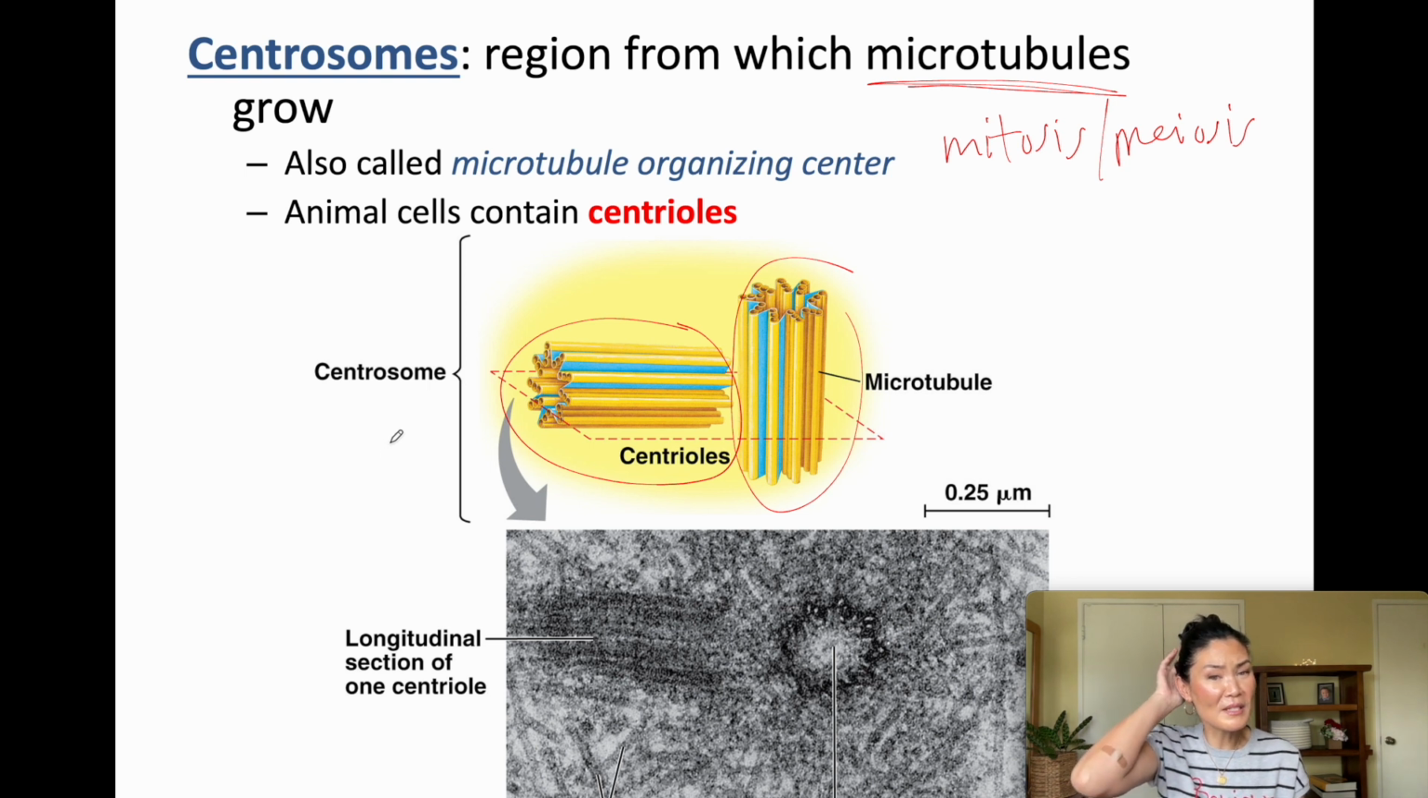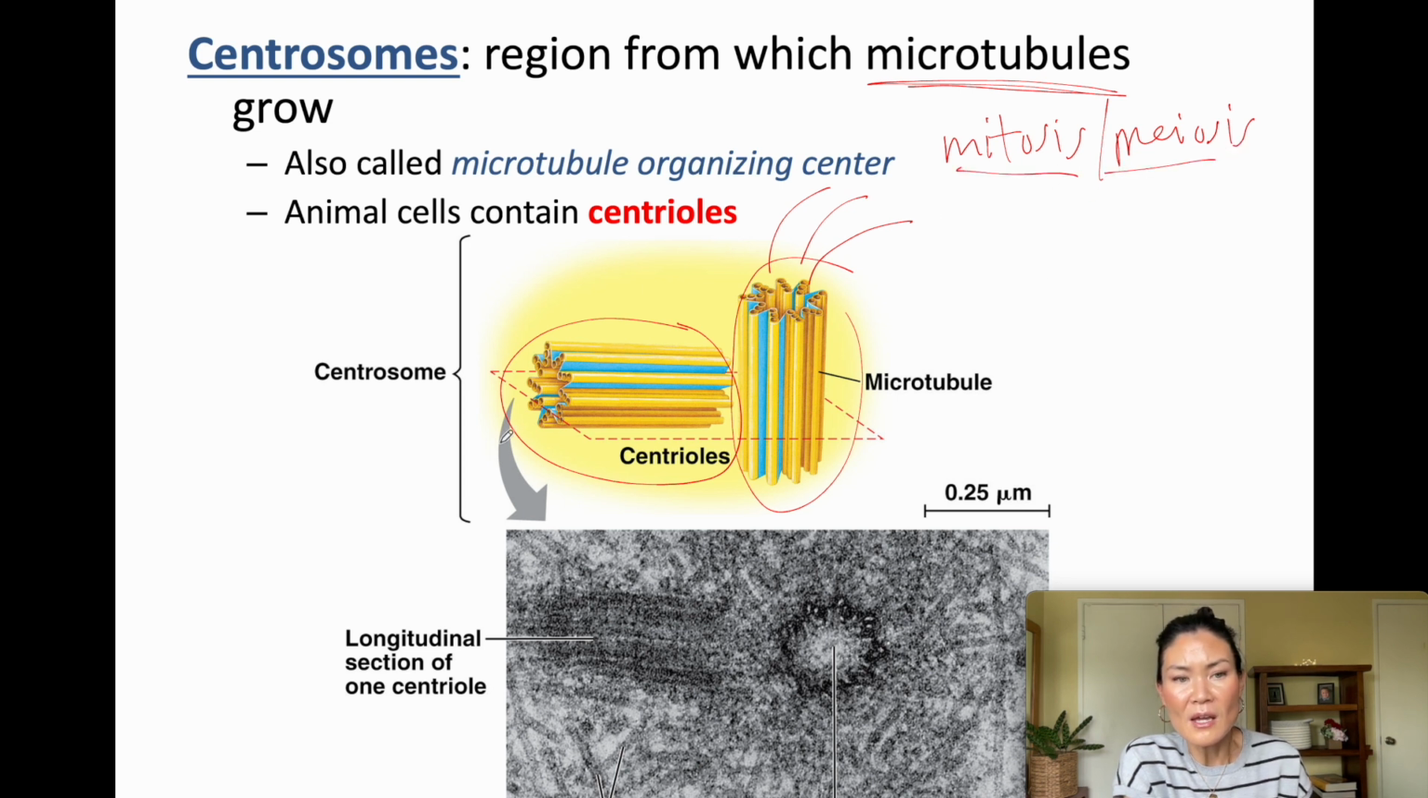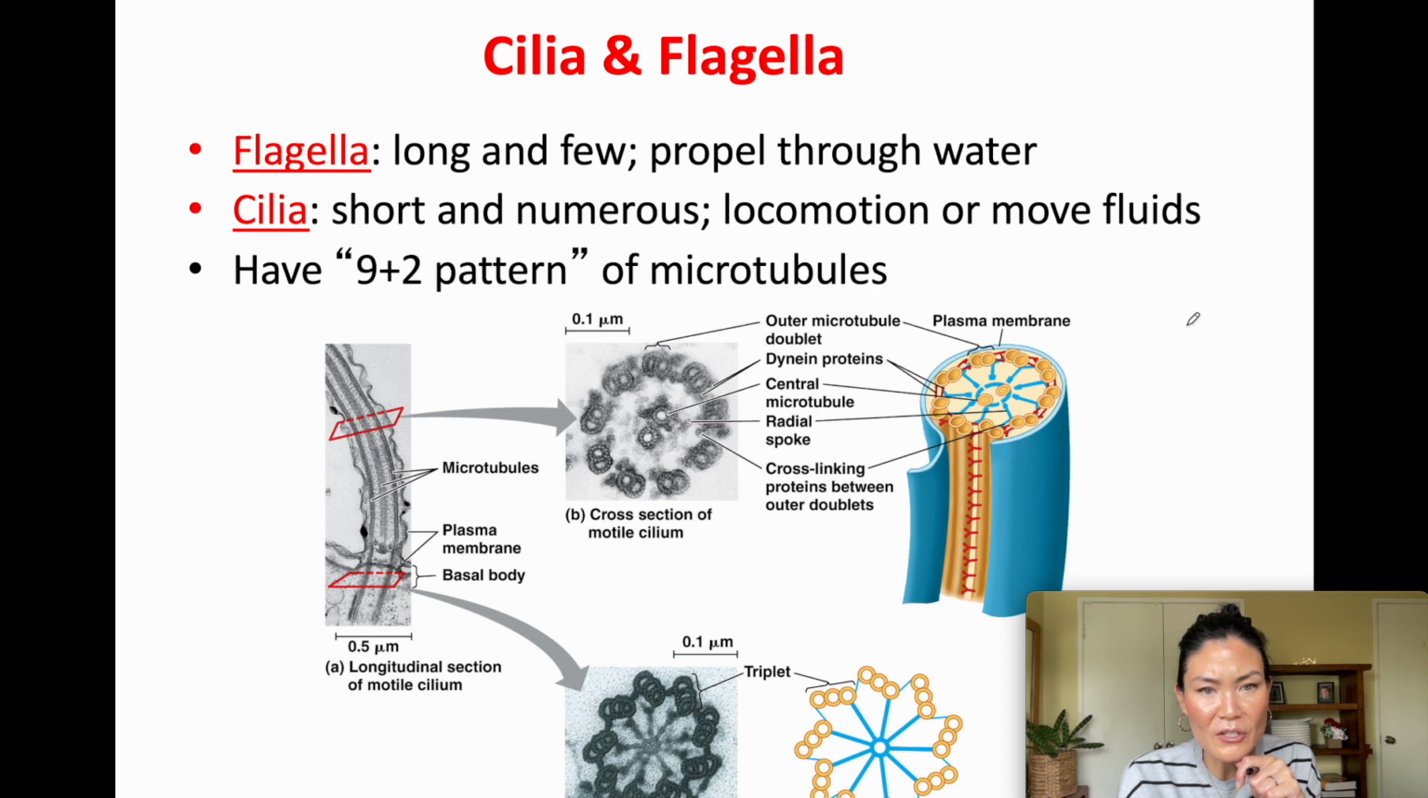From the centrioles, these microtubules radiate out and grow, and they're very important in grabbing and moving chromosomes around the cell during mitosis and meiosis. So the centrosome is made up of centrioles, and each centriole is made up of microtubules, and the microtubules grow from the centrioles during mitosis and meiosis to help move chromosomes around during cell division. So now let's talk about cilia and flagella.